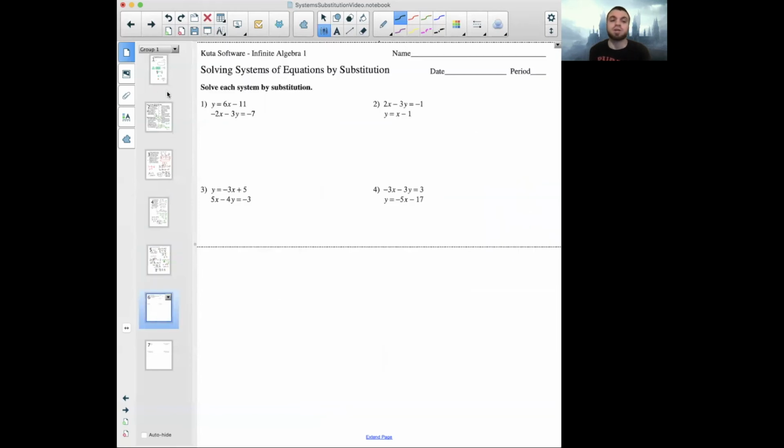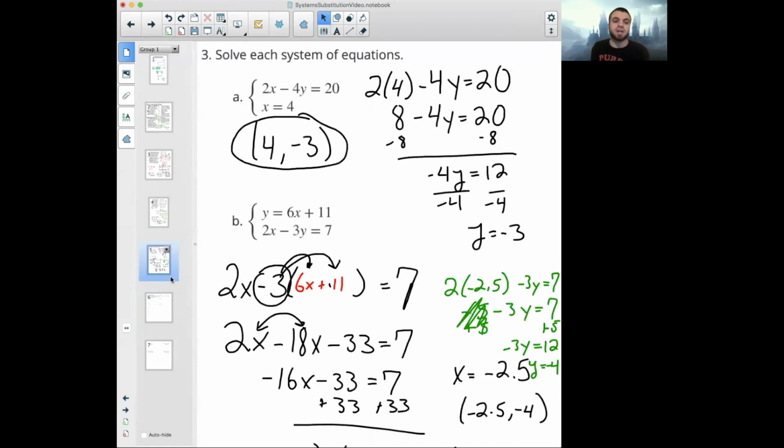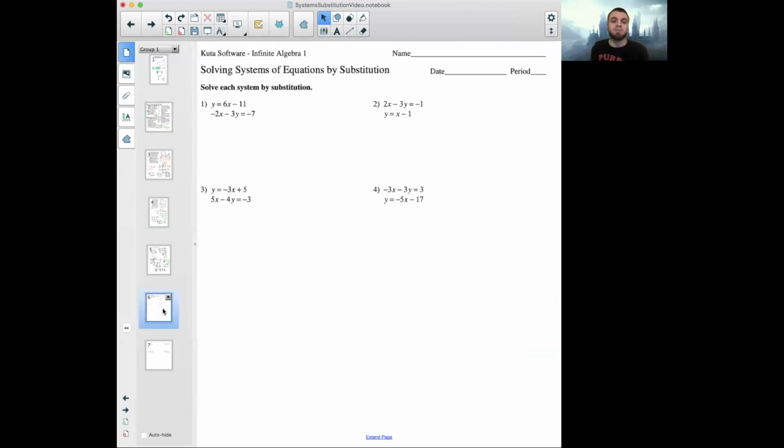All right, so here are some examples from a worksheet where we're going to be solving using substitution. So you can see that this is actually very similar to the one you have there. So I'm not going to actually do that one because we've kind of already done this one. All right, now I'm going to go ahead and show you this next one right here.